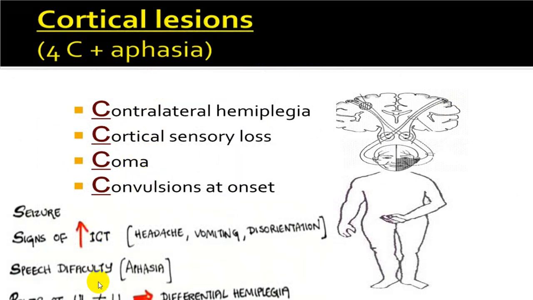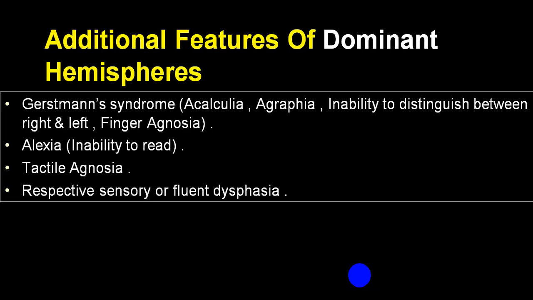We have already mentioned all those things. So they say 4C. These are the 4C with raised intracranial pressure, global aphasia and differential hemiplegia. So the upper limb is more involved as compared to the lower limb in MCA, and the lower limb is more involved as compared to the upper limb in case of ACA territory. And in case of a PCA, the upper limb and lower limb are spared. There is mainly homonymous hemianopia with macular sparing.